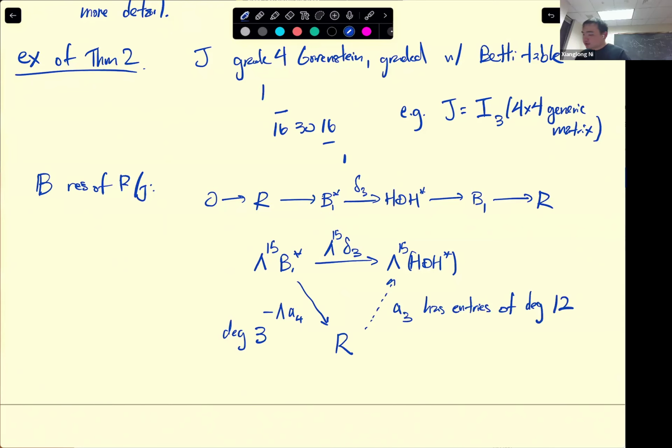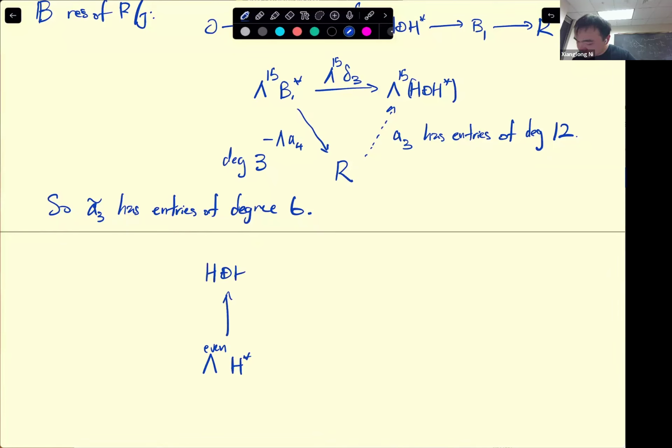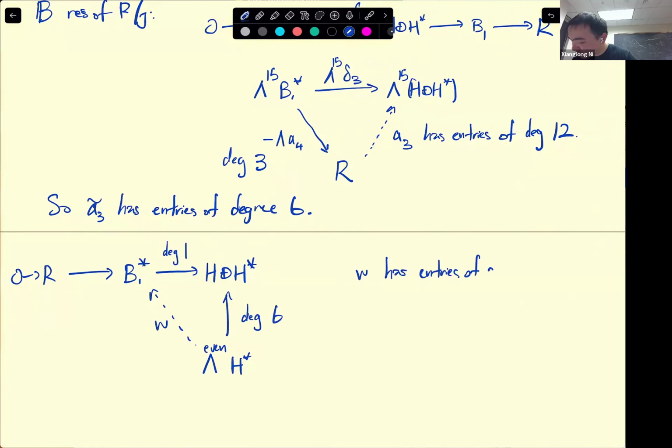And then I defined this map W, and the way I defined it was by lifting A3 tilde in the complex. So I had this map as follows, where I went from wedge even H dual to H plus H dual, and then I lifted in the original resolution to B1 dual. Since this vertical map is constructed using the spinor coordinates, the entries of this matrix have degree 6. The entries of this matrix in the original resolution have degree 1, and as such this map W has entries of degree 5.